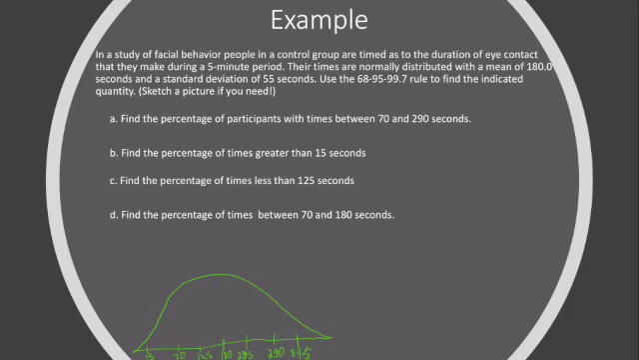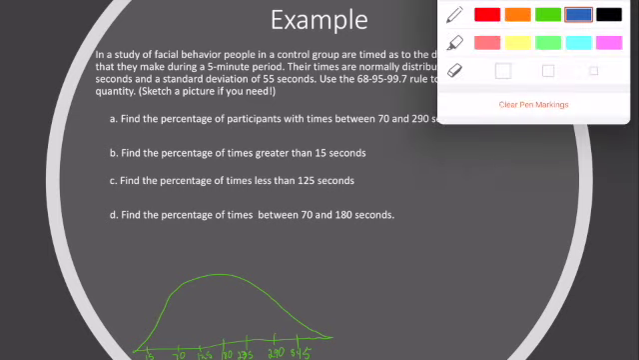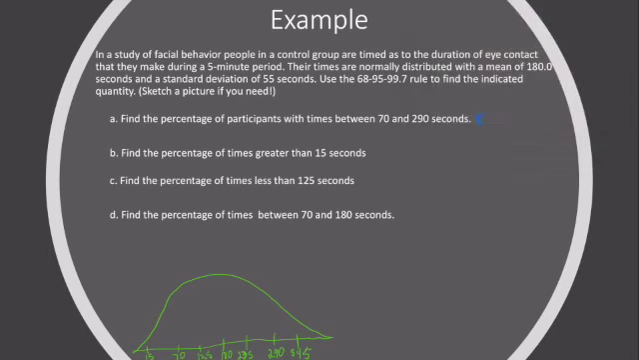Find the percentage of participants with times between 70 and 290 seconds. Well, I'll do this one in blue. Oh, you can't see that blue very well, can we? Okay. Changing to orange. So, 70 and 290 mark 2 standard deviations. How much data is in 2 standard deviations? 95%. Okay. Now, what if I want to find the percentage of times greater than 15 seconds?